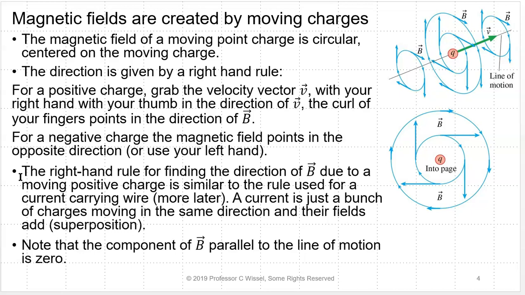A current is just a bunch of charges moving in the same direction, and their fields add by superposition. And of course, we consider all currents to be a flow of positive charges. Note that the component of B parallel to the line of motion is 0, so there's no component of B in the direction of the motion. So there's always a right angle between B and v.